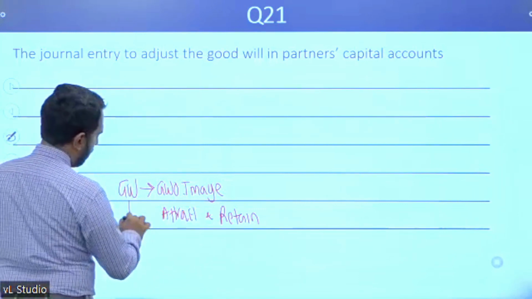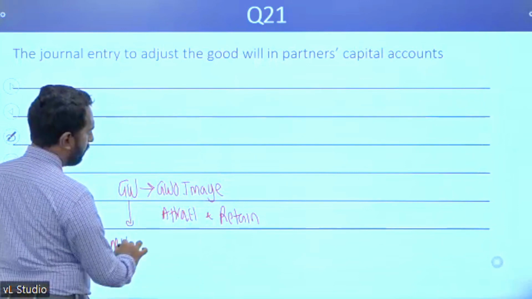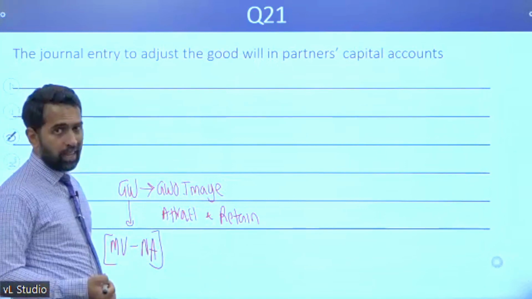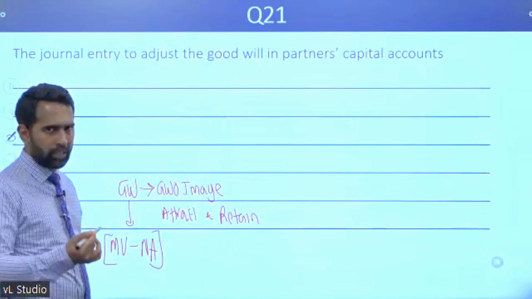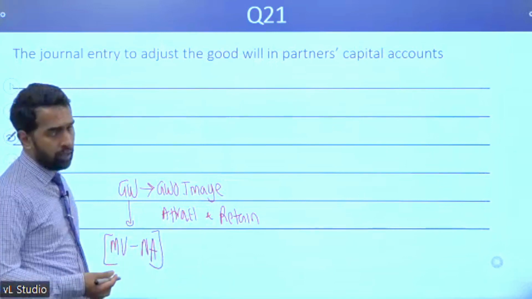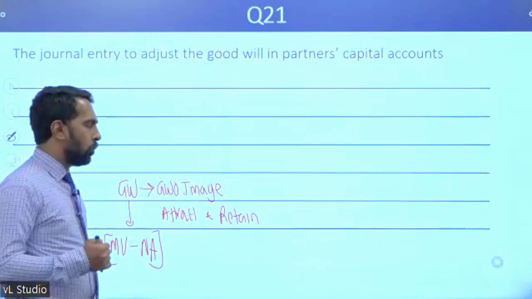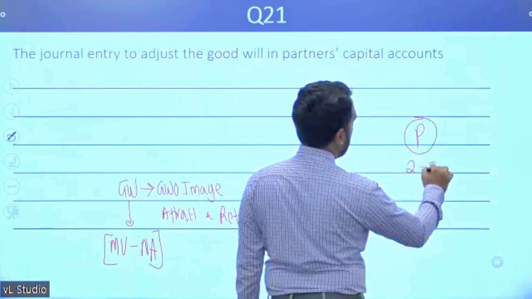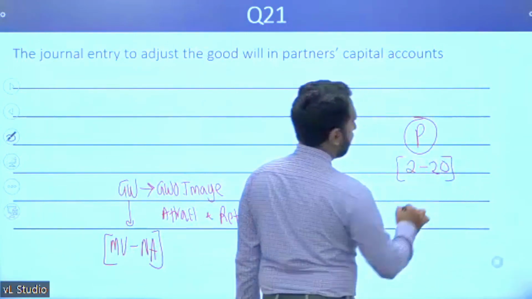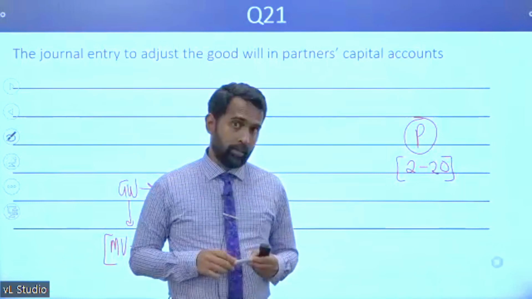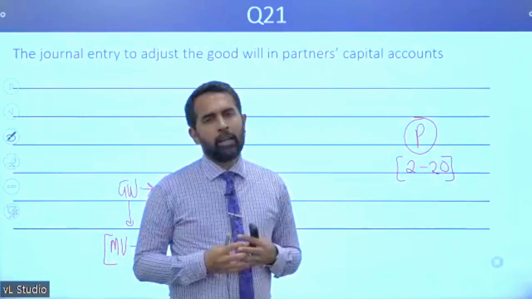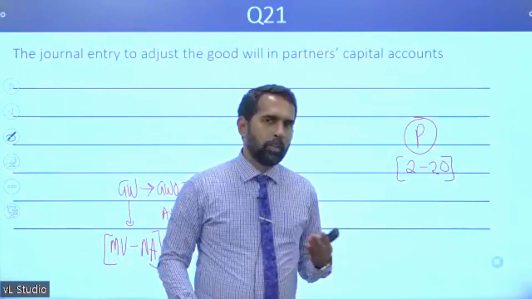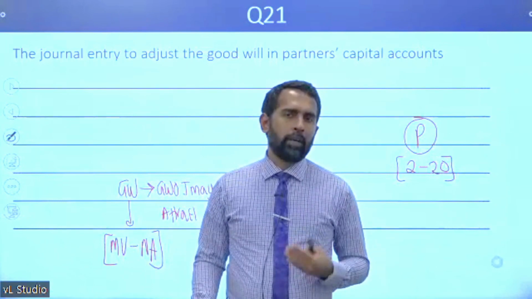How do we measure goodwill? Goodwill can be calculated as the market value of the business minus the value of the net assets. Net assets means the equity value. So this way you can calculate the value of the goodwill. Now, we know that a partnership is a business with 2 to 20 people, carried out with the motive of earning a profit. After doing this business for a while, some partners might decide to retire from the partnership.